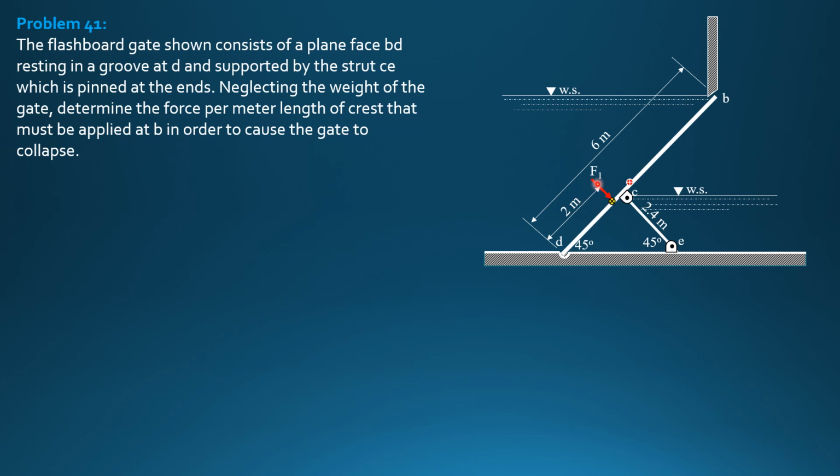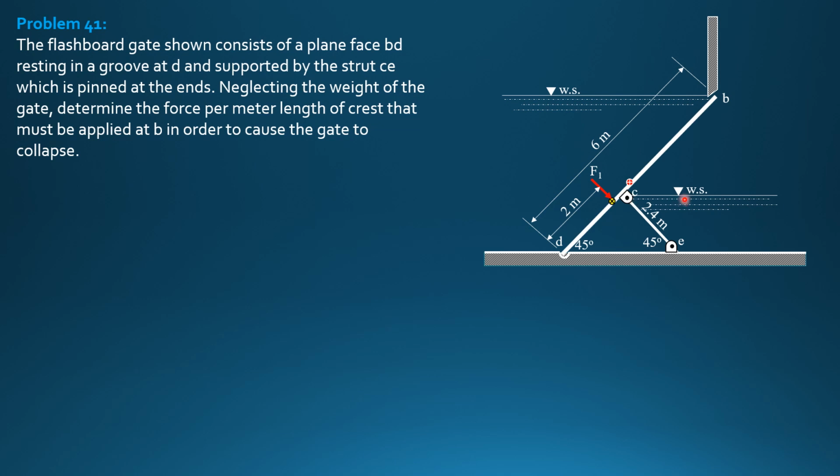So that's 2 meters from the bottom. Its distance from the strut, where the gate will pivot if it collapses, at C, is 0.4, because CD is also 2.4, since this is an isosceles right triangle with 90 degrees at C. So CD is 2.4 minus 2, which is 0.4.